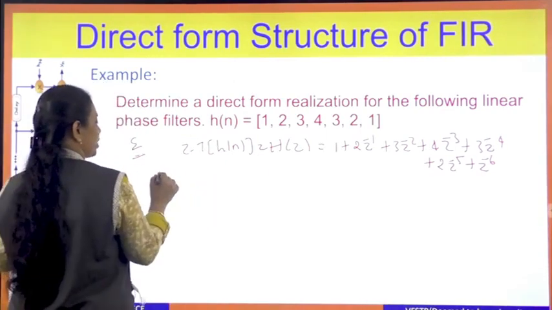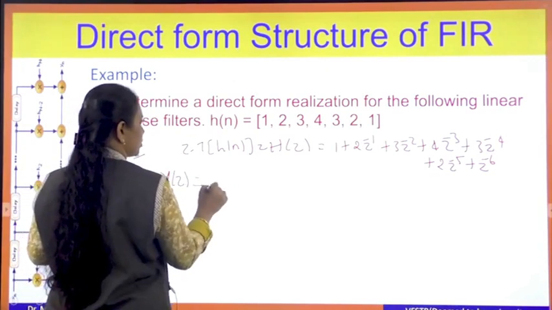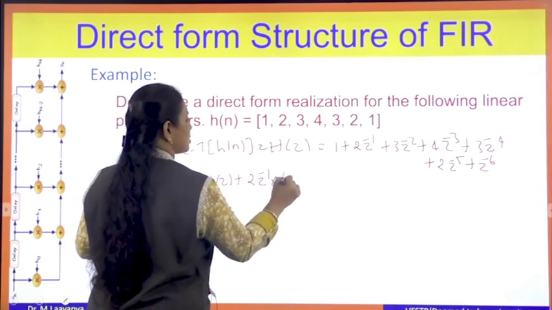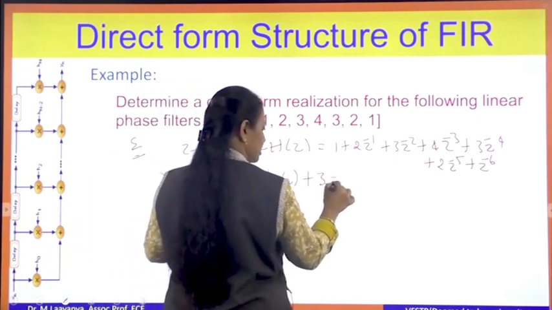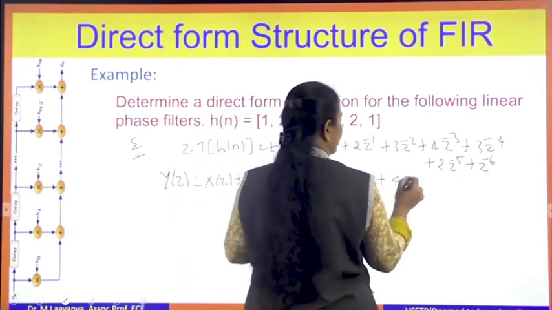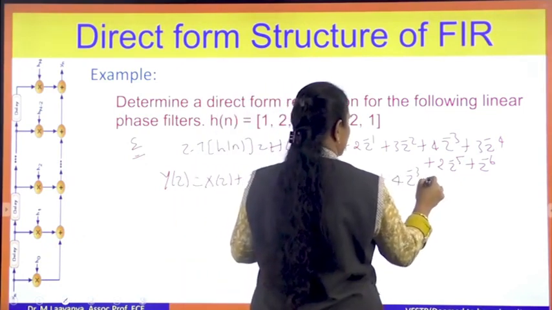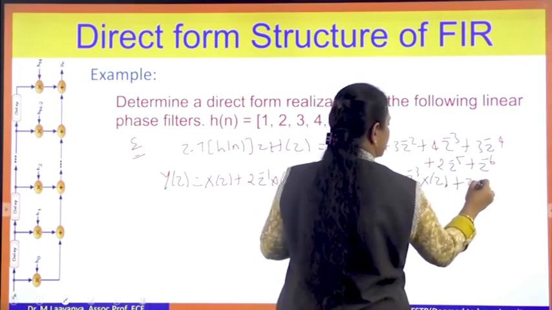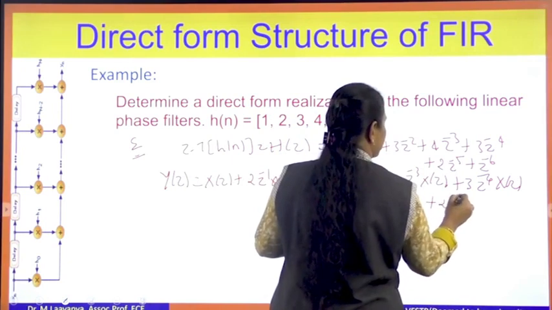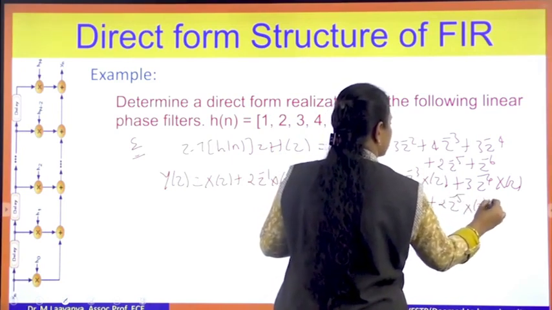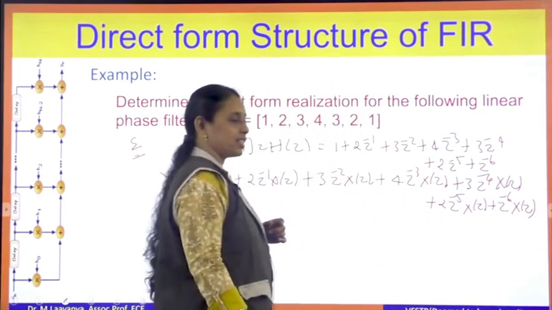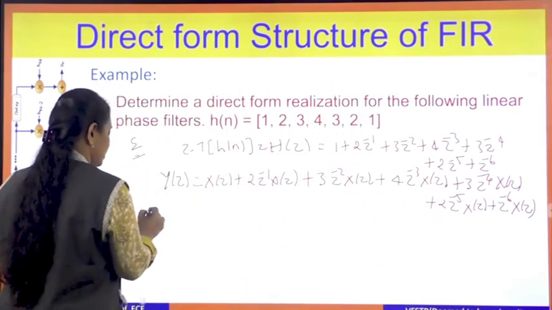After finding it, you write y of z is equal to x of z plus 2 z inverse x of z plus 3 z power minus 2 x of z plus 4 z power minus 3 x of z plus 3 z power minus 4 x of z plus 2 z power minus 5 x of z plus z power minus 6 x of z. After writing this, you can draw the structure.